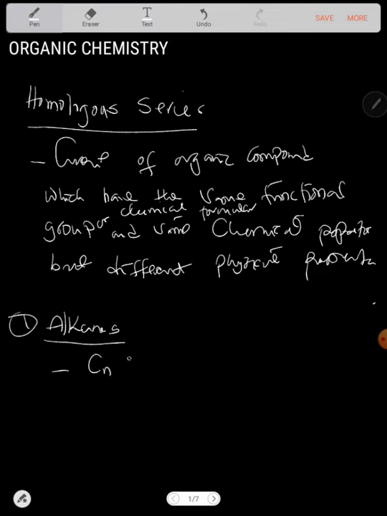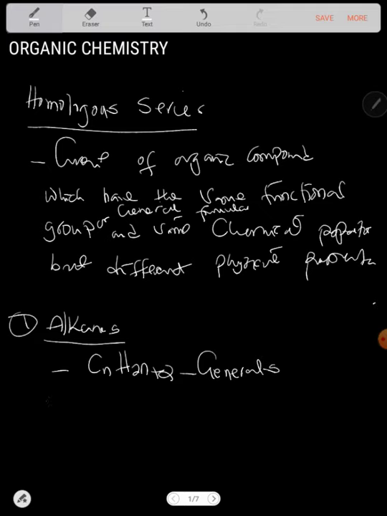So this has got CnH2n+2. This is the general formula. They have the same general formula, and also have the same functional group. So this is the general formula for alkanes.